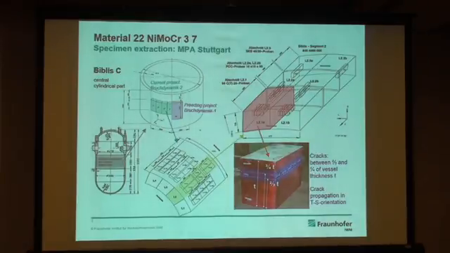We used the material 22NiMoCr37, which we got from a reactor pressure vessel which was never really in use, and we extracted SE(B) specimens which were tested at IWM, and we extracted CT specimens which were tested at the MPA in Stuttgart. The cracks were assumed to run from the inside to the outside and in the TS orientation.